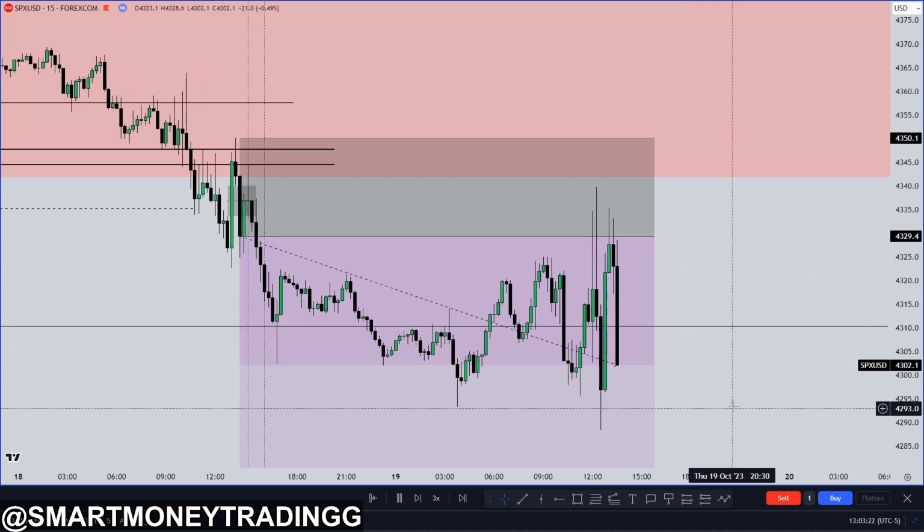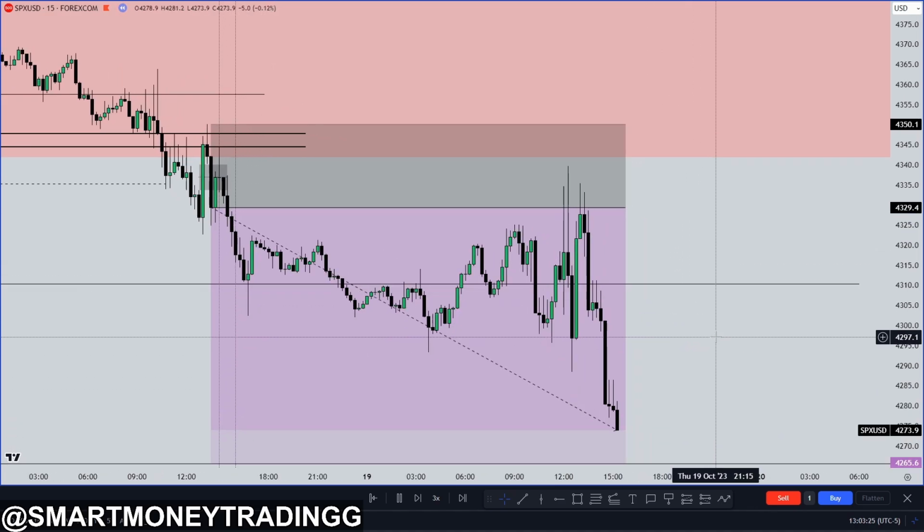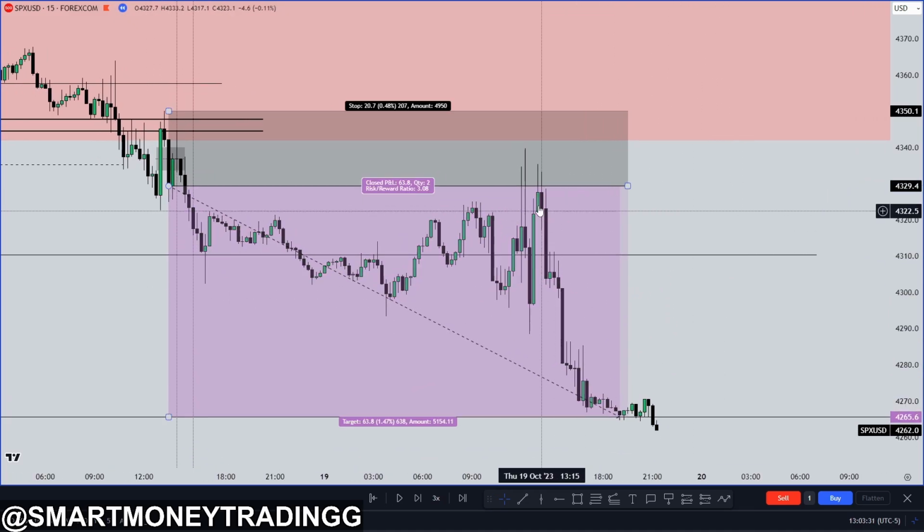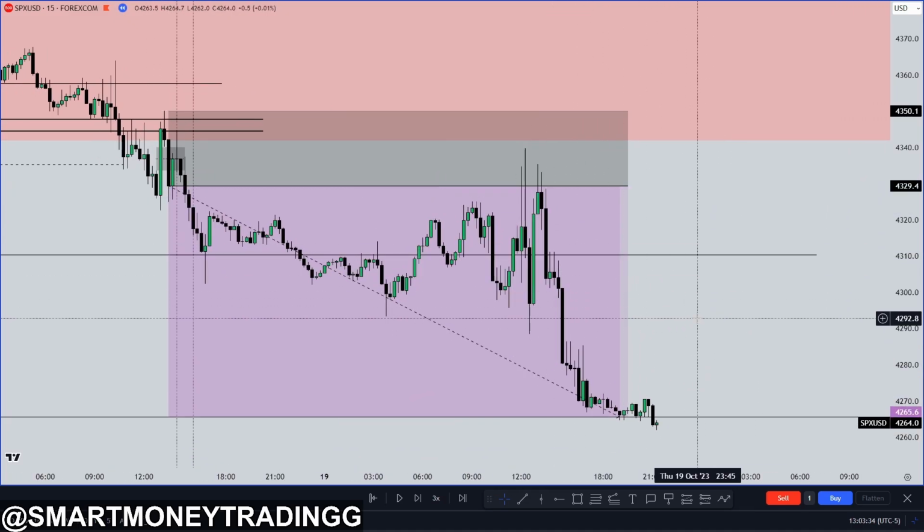Boom. We would have got stopped out. Bunch of choppy market conditions. Would have been worth it. And then eventually, boom, the final target hit right there. So, if I'm being completely honest, this right there would have been for me a stop.